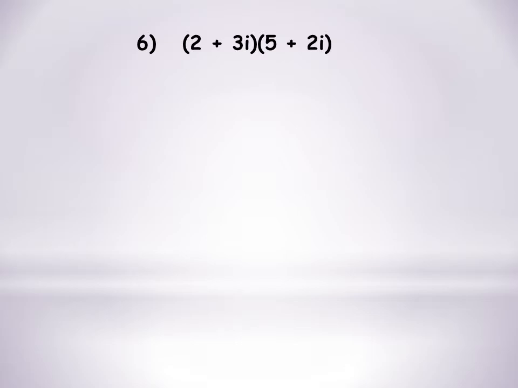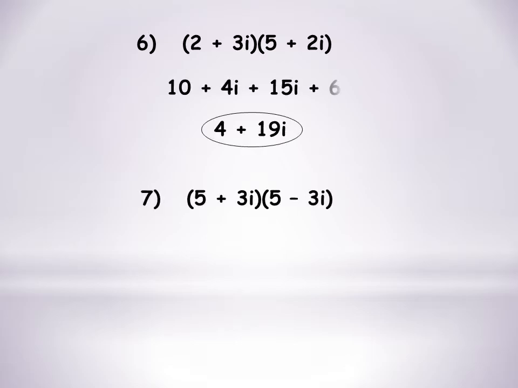Here you're going to FOIL or double distribute, whatever word you learned, where you are going to say 5 times 2 for the 10, 2 times 2i for the 4i, 3i times 5 for 15i, and 3i times 2i for 6i squared. Combine your like terms, change your i squared to negative 1, and you'll get 4 plus 19i.